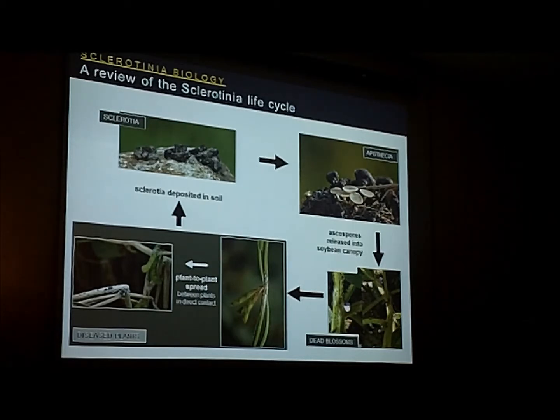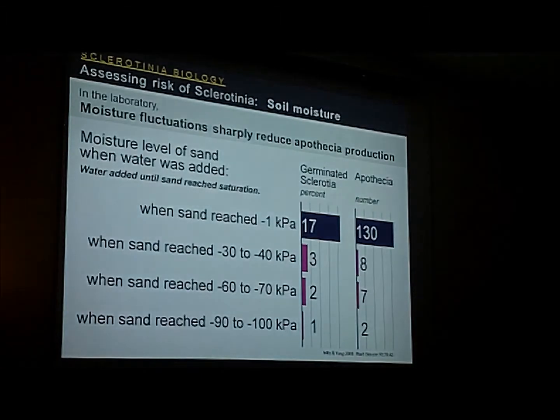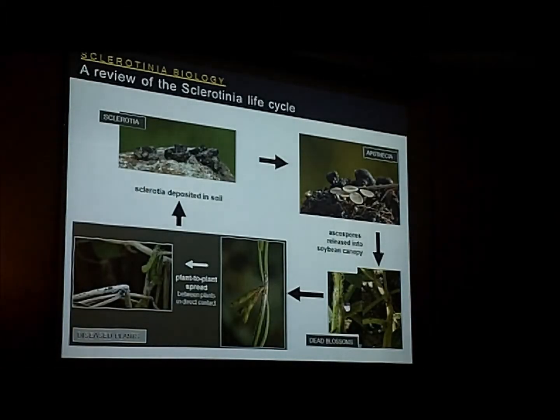But what happens is if you have a diseased plant in contact with a healthy plant, the fungus can move from the diseased tissue into the healthy tissue in the neighboring plant. And then you deposit your sclerotia in the soil. Okay, so first off, we're going to talk about this step right here.